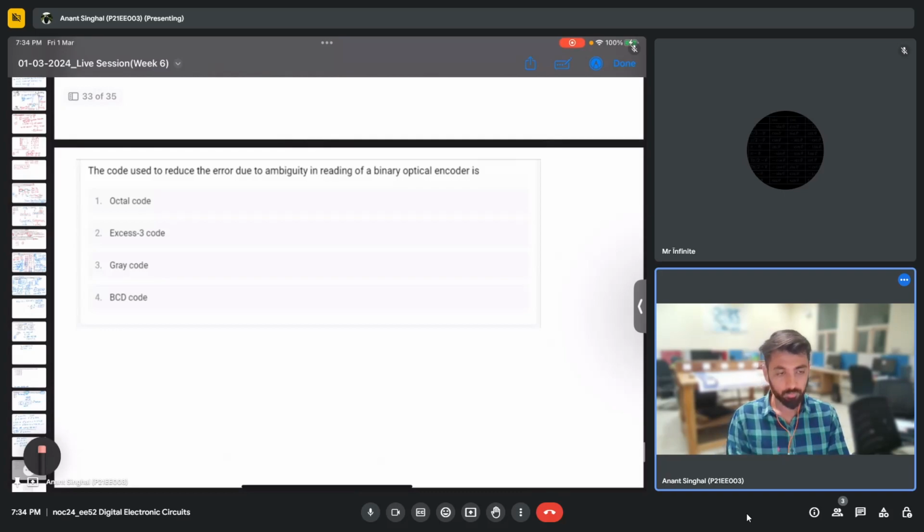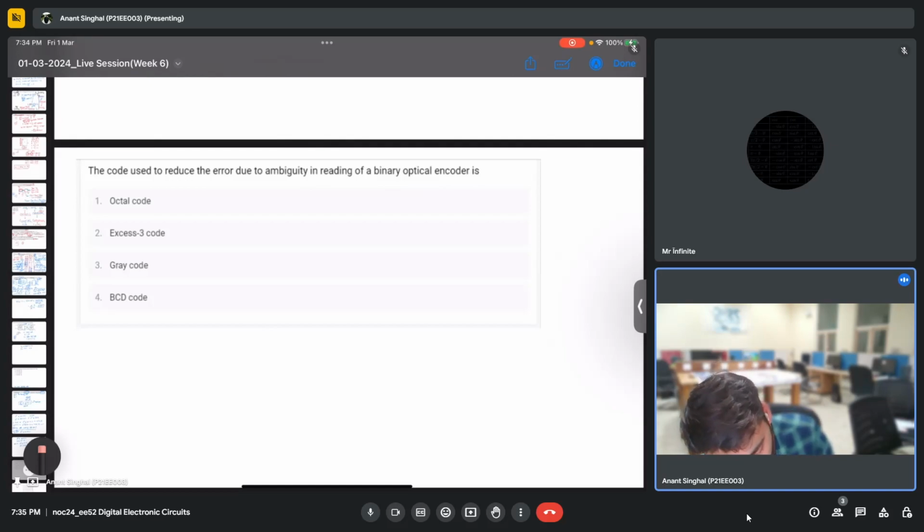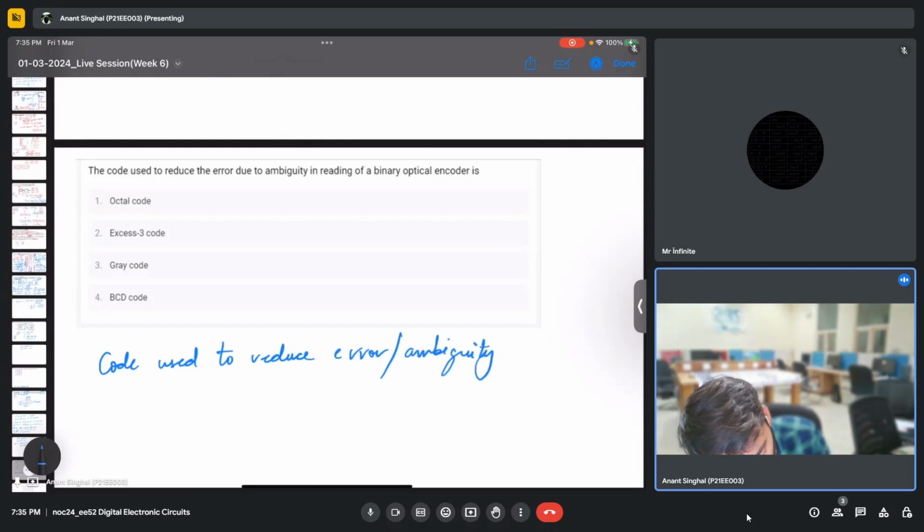Okay. So this is again a theoretical kind of question. The question says: the code used to reduce the error due to ambiguity in reading of a binary optical encoder. So always remember, the code used to reduce any error or ambiguity is always a gray code. So the correct answer will be option 3.